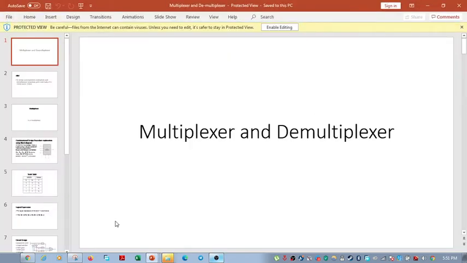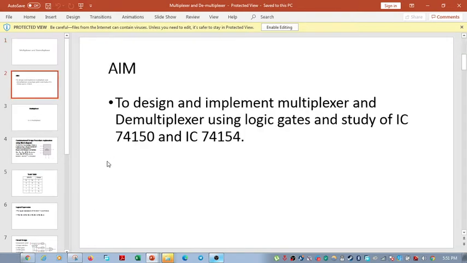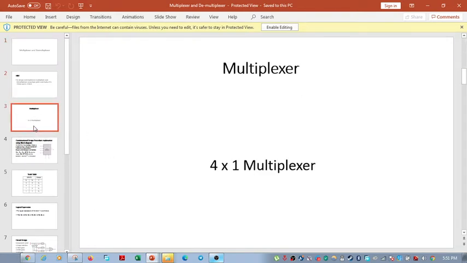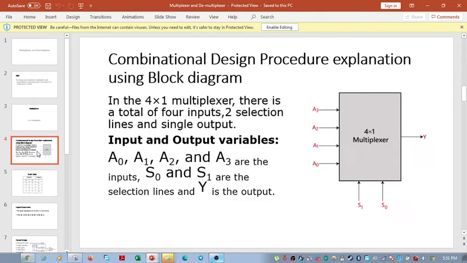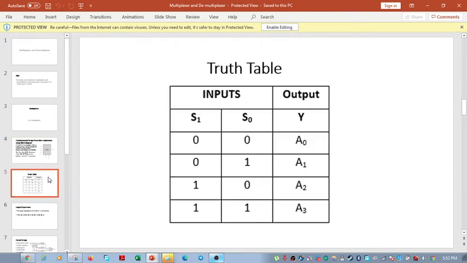In this video, we will be seeing about multiplexer and demultiplexer. Multiplexer uses 4 input lines and gives one output line, which is also known as converting multiple input lines into a single output line. Let us look at the truth table for 2 to 1 multiplexer.